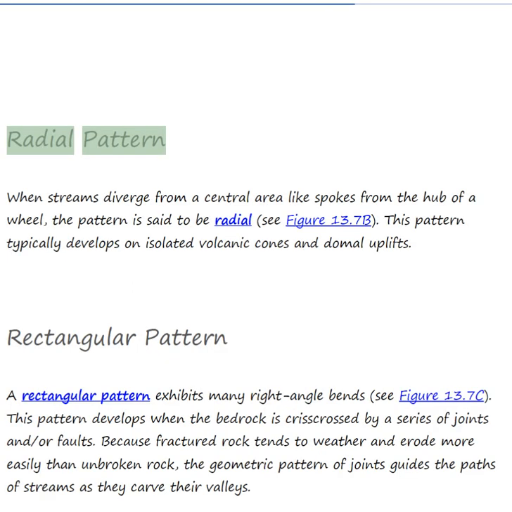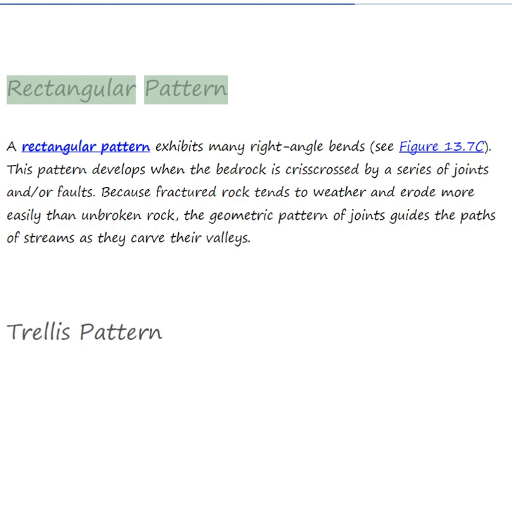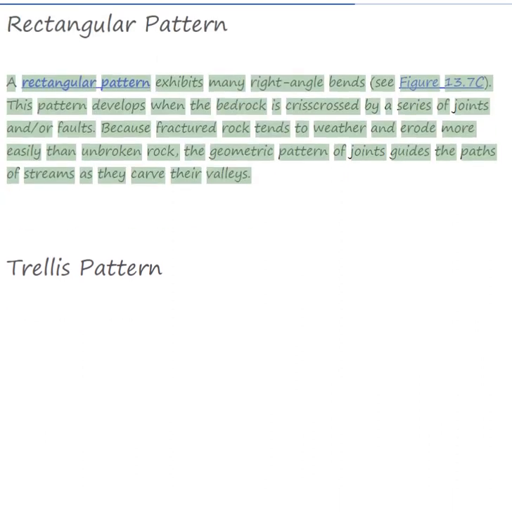Radial pattern. When streams diverge from a central area like spokes from the hub of a wheel, the pattern is said to be radial. This pattern typically develops on isolated volcanic cones and domal uplifts. Rectangular pattern. A rectangular pattern exhibits many right-angle bends. This pattern develops when the bedrock is crisscrossed by a series of joints and/or faults. Because fractured rock tends to weather and erode more easily than unbroken rock, the geometric pattern of joints guides the paths of streams as they carve their valleys.